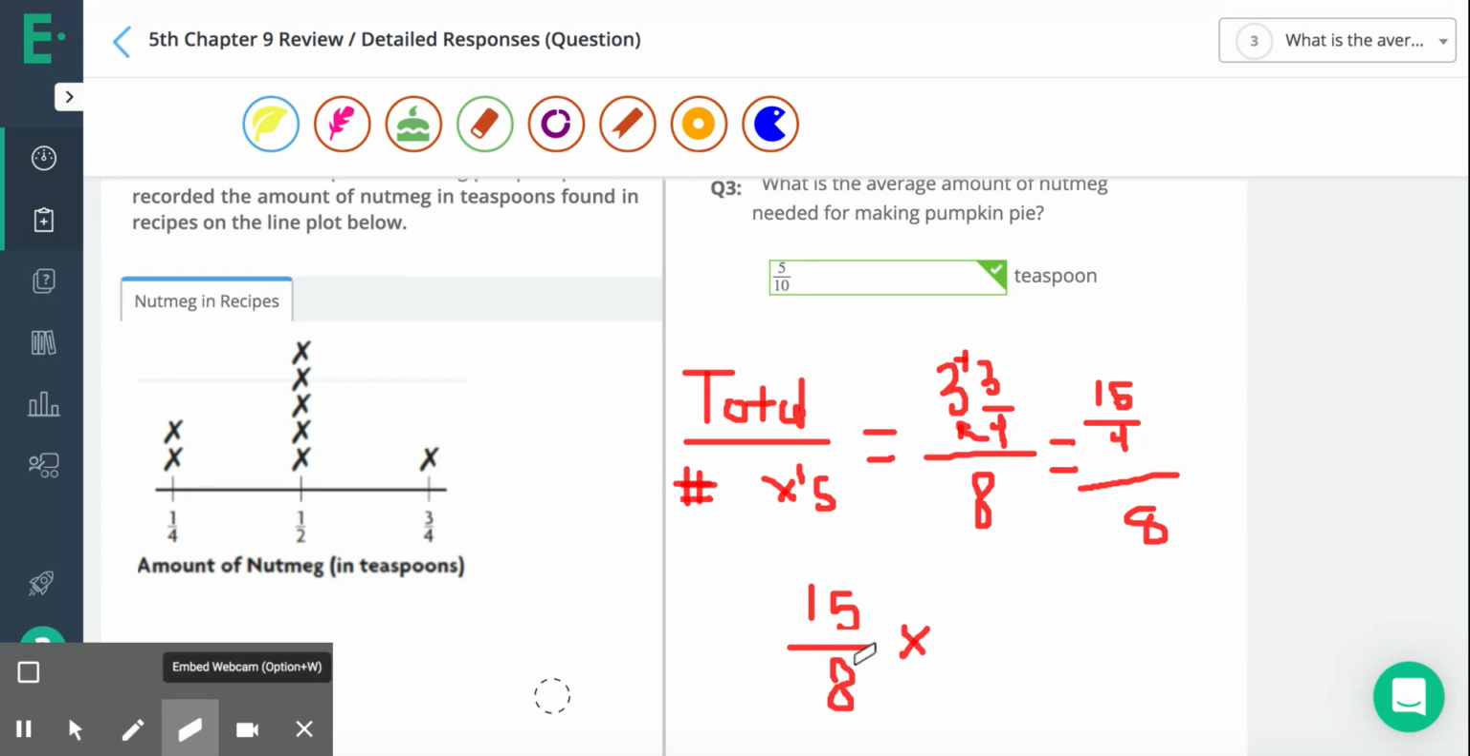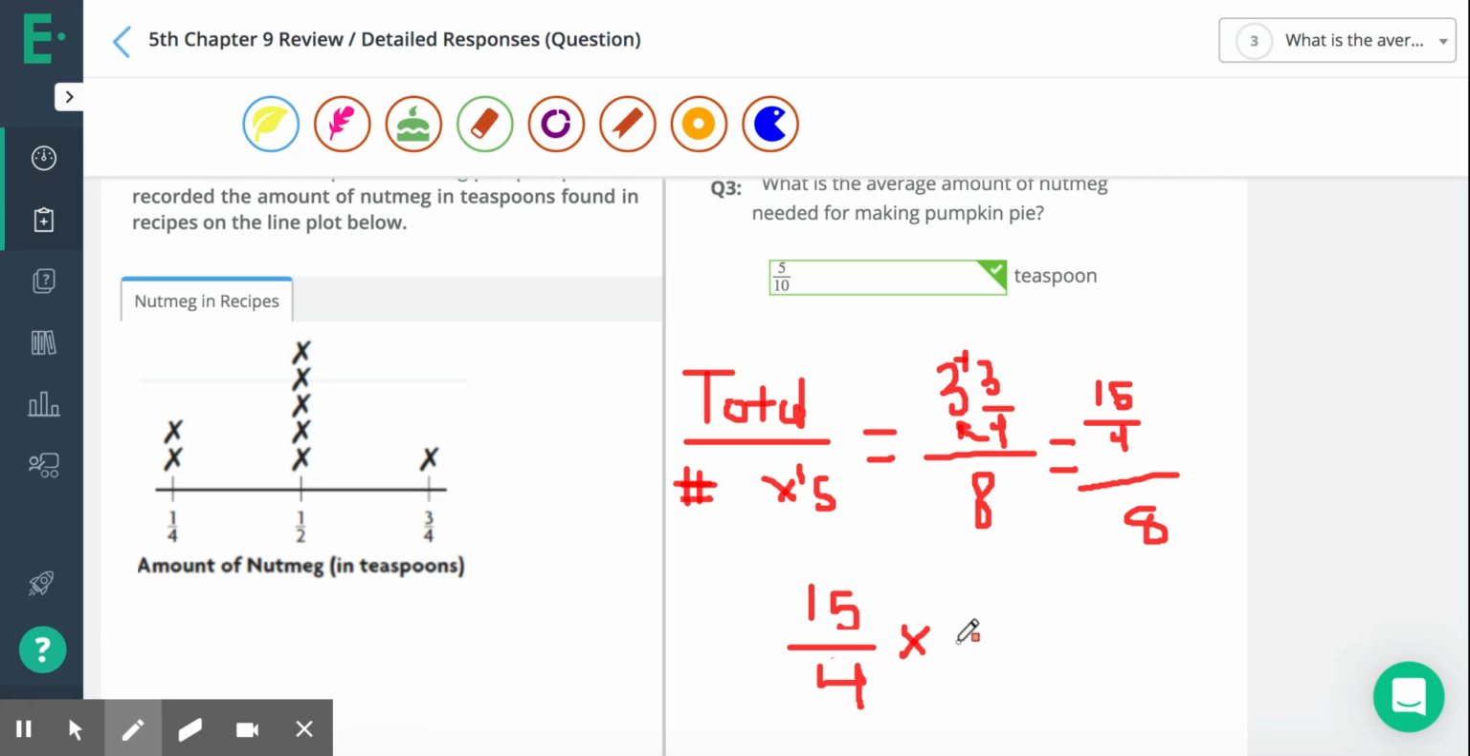Oops. I need to write 15/4. Got ahead of myself, and I'm changing this into, instead of dividing by 8, I'm multiplying by 1/8. So here I multiply across, and I have 15 over 4 times 8, which is 32.